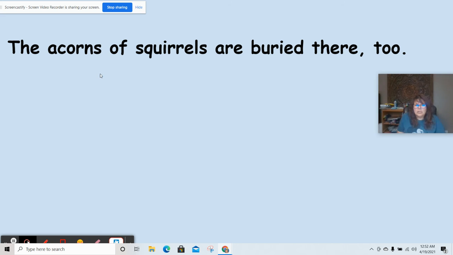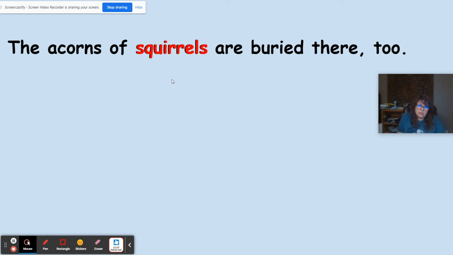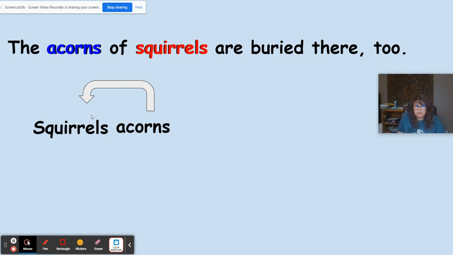Okay, the acorns of squirrels are buried there too. Okay, who are we talking about? The squirrels. What belongs to the squirrels? The acorns. So we're going to highlight squirrels and acorns. And we're going to bring the squirrels down and then the acorns. And we know that the acorns belong to the squirrels.